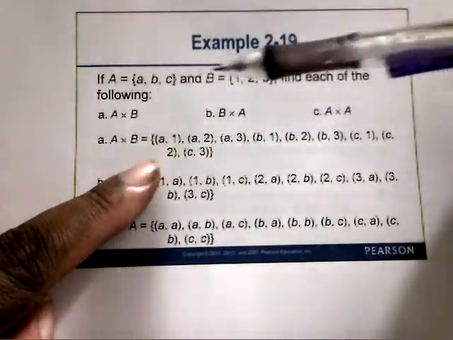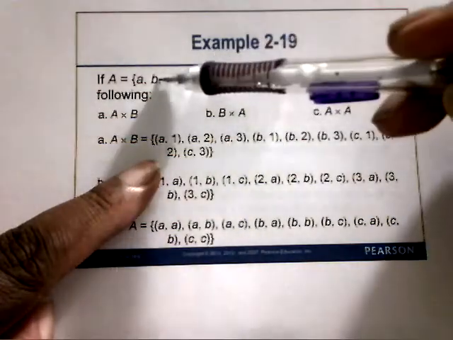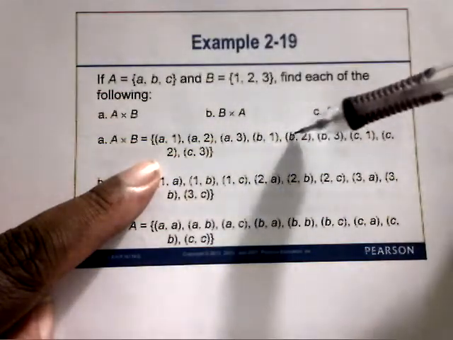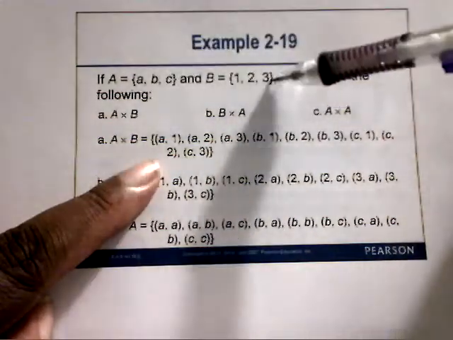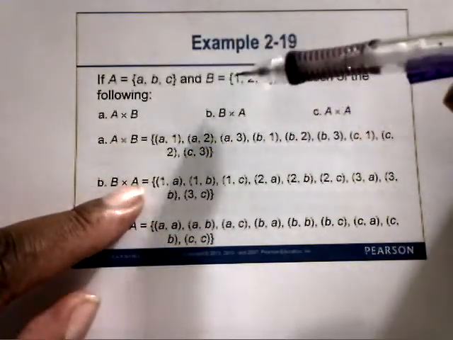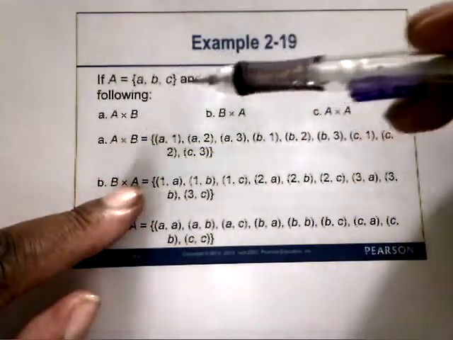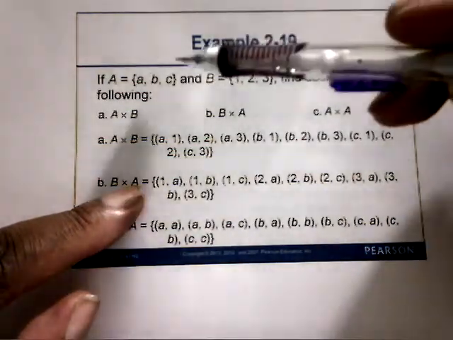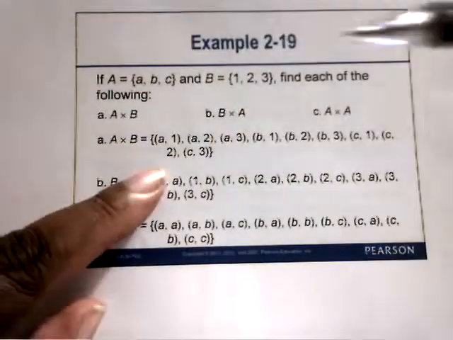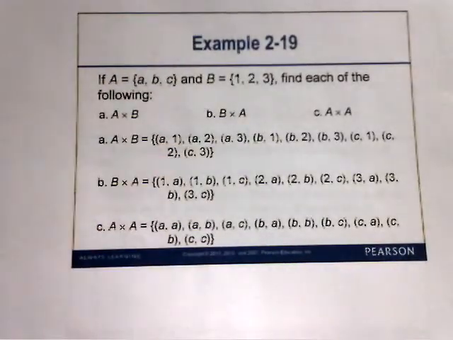And then for b, pair each element in set B. b will be paired with 1, so you have b1. b is paired with 2, so it'll be b2. b is paired with 3, so you have b3. And the same thing for c. You're going to pair that with each element in B, so it'll be c1, then c2, and c3. So those sets of ordered pairs represent the Cartesian product of A and B, or A cross B.